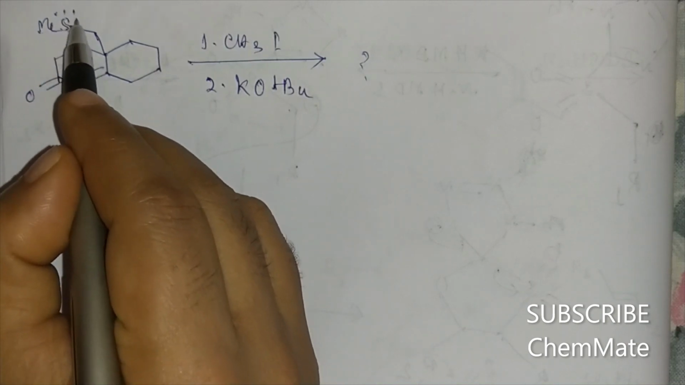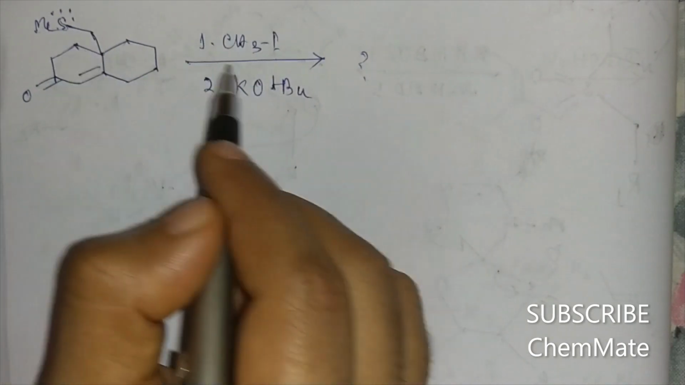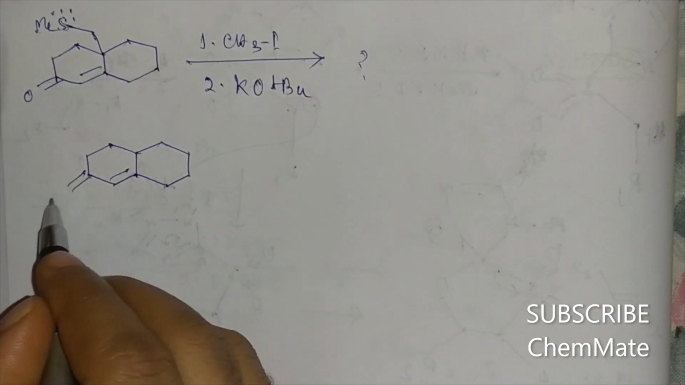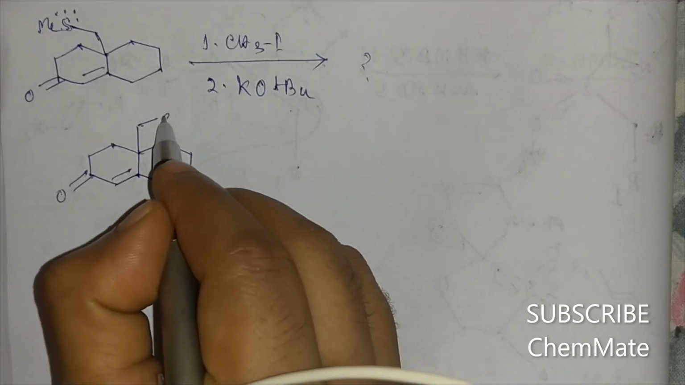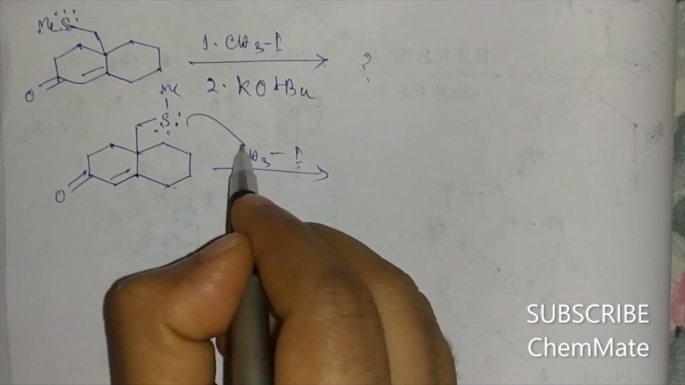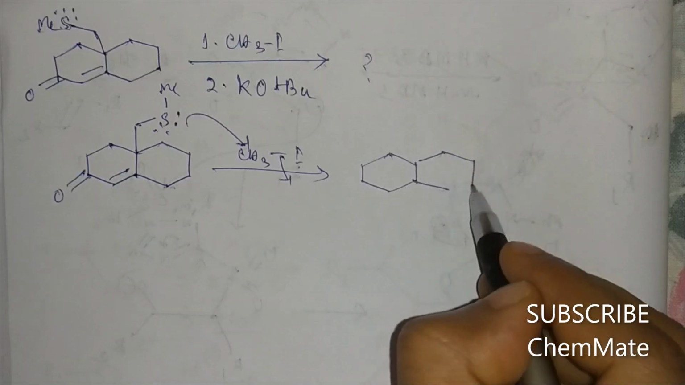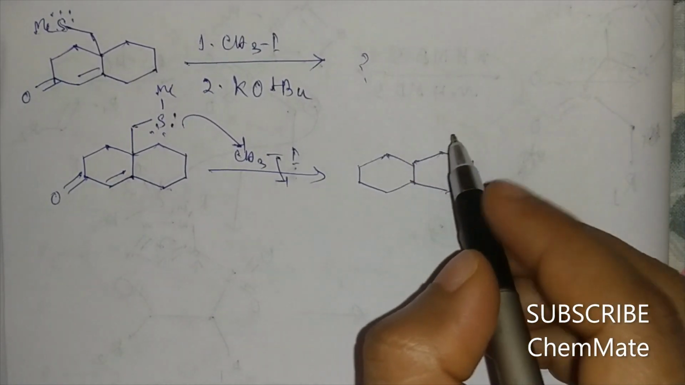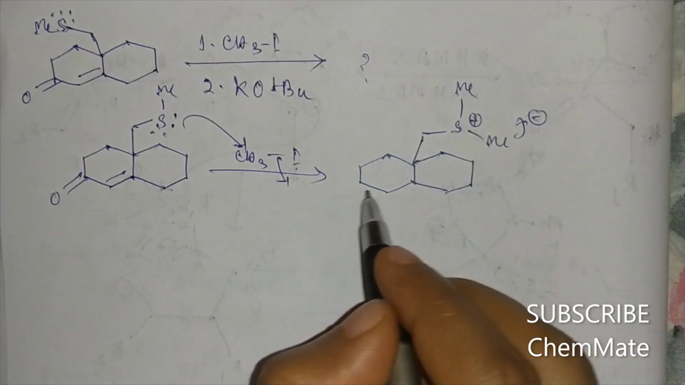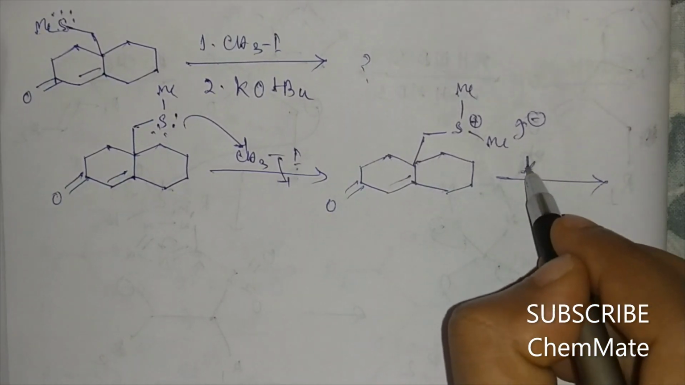SMe group is there, so sulfur has two lone pairs of electrons, so it will act as a nucleophile, and CH3I will act as an electrophile. So first, when this is treated with CH3I, what will happen? This lone pair will attack and it will convert it to an SMe2 group. So this will form.